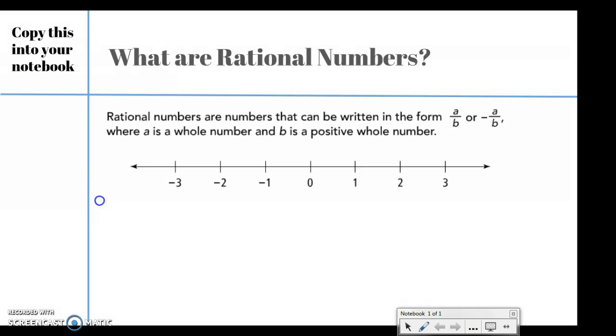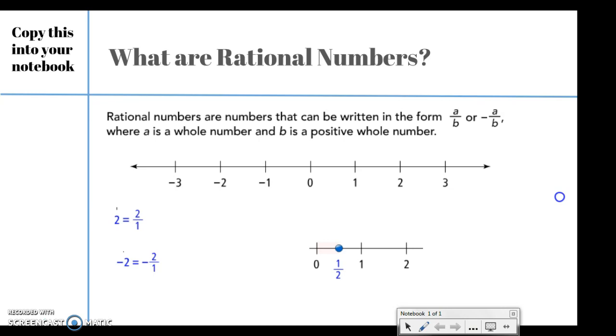Write these down as well. One example can be 2 or 2 over 1 or 2.0. Those are all rational numbers. Another example will be negative 2, negative 2 over 1, or negative 2.0. Okay? You can also write 1/2 as a rational number.